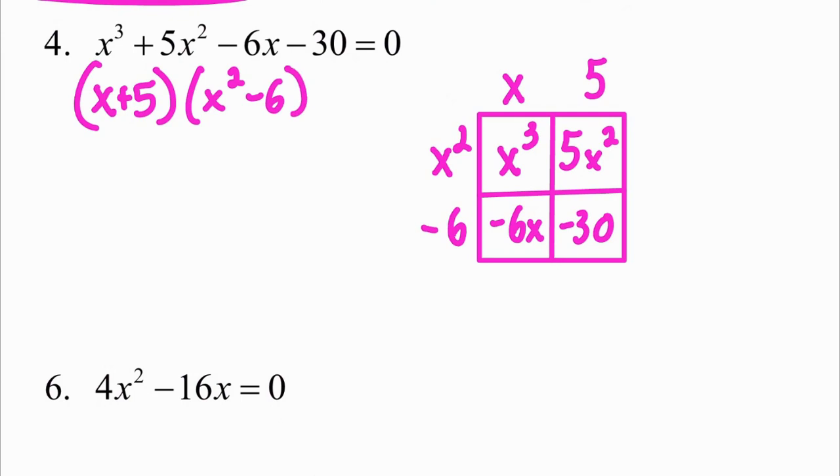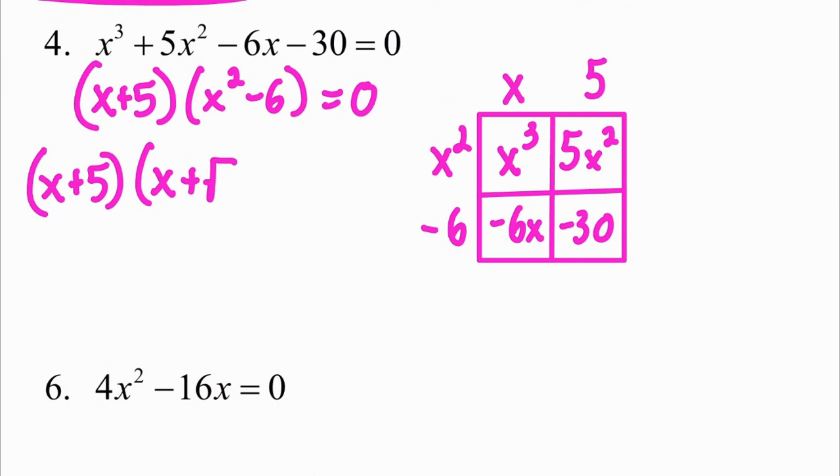Because even though 6 is not a perfect square, we can still treat it as a difference of squares. It's just going to be the square root of the first, which is x, plus the square root of the second, which is the square root of 6. That does not simplify. And then the square root of the first minus the square root of the second. So it would be (x + √6)(x − √6), again all still equal to 0.